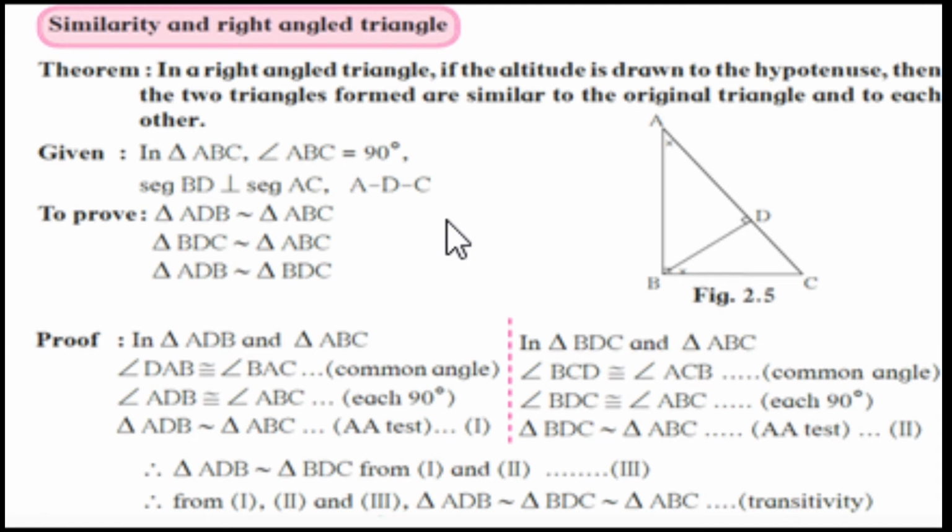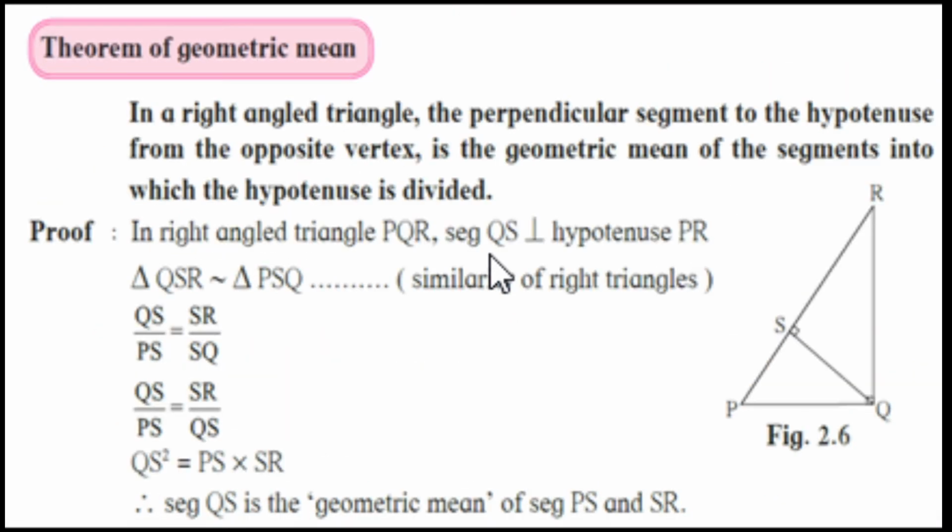Then what can we prove? That there are three triangles formed. First triangle is the biggest one, ABC. Then we have another triangle ABD, and we have DBC or BDC. Then what is to prove? That ADB is similar to ABC, BDC is similar to ABC, and ADB and BDC are similar. So these two triangles are similar to each other, and they are also similar to the parent triangle, that means the biggest triangle. Okay, so we are not going into the proof. We'll take another separate lecture video for that.